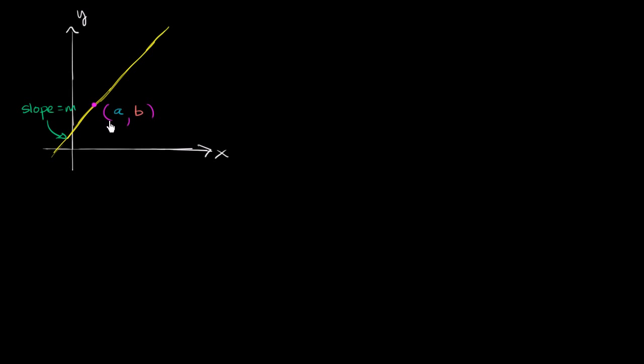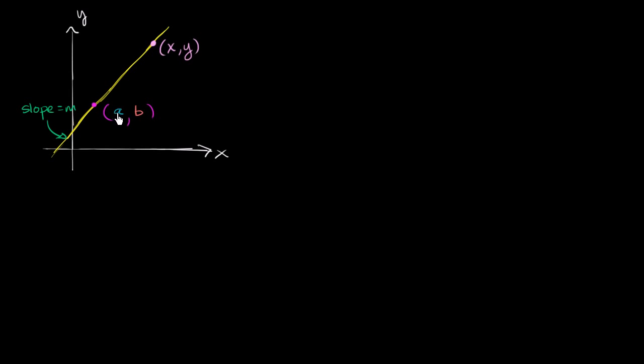Well, let's try it out. So any point (x, y) on this line would have to satisfy the condition that the slope between that point, so let's say that this is some point (x, y), an arbitrary point on the line. The fact that it's on the line tells us that the slope between (a, b) and (x, y) must be equal to m. So let's use that knowledge to actually construct an equation.